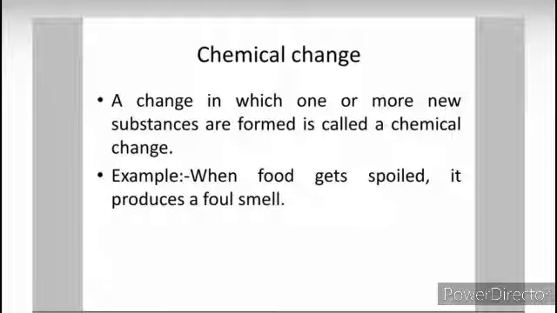So in a chemical change, apart from a physical change, what is the difference? In a physical change nothing new is formed, but in a chemical change there is always something new which is formed. So this is a chemical change.